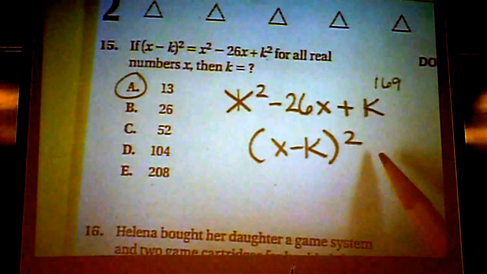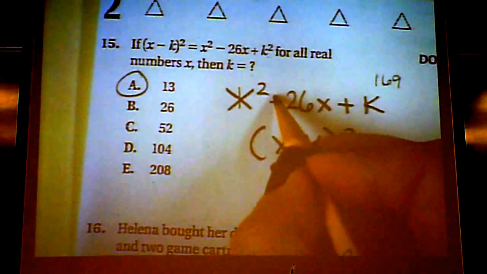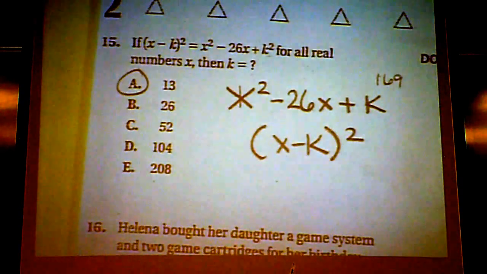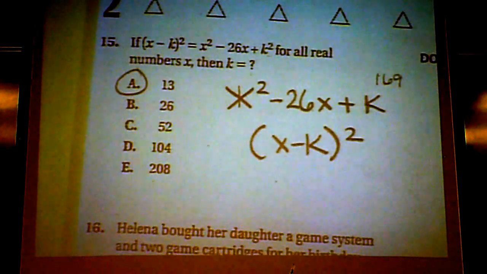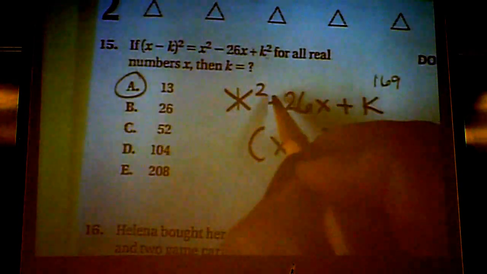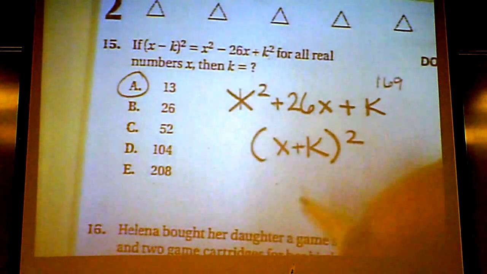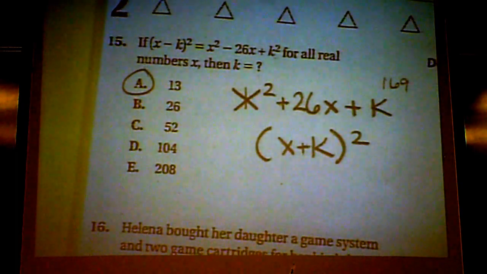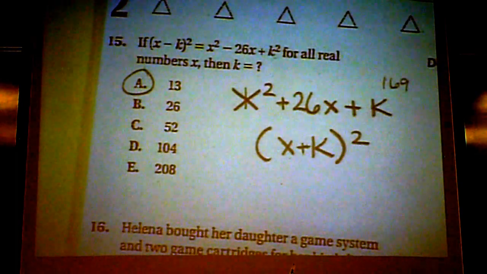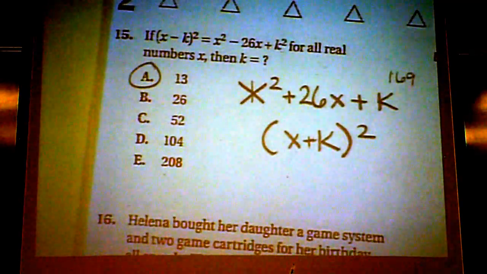Okay. What if it was a plus? The same thing. K would be 169. Whatever this sign is, these two are the same. So if they gave you that one, trying to give you different scenarios, K would have to be 13 squared. You take half of this number and you square it. And that's how you make that a perfect square.